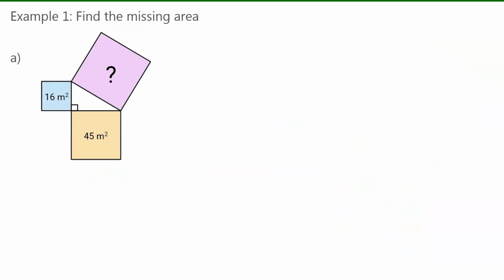Example 1. Find the missing area. Applying what we just learned, the Pythagoras theorem tells us that the area of the two smaller squares, A squared plus B squared, will give us the area of the larger square. Looking at this diagram, I'm given the areas of the two smaller squares because those are the squares on the legs. The 90-degree angle is between those two sides. So if I add 16 to 45, I get 61. That means the area of this square is 61 meters squared.